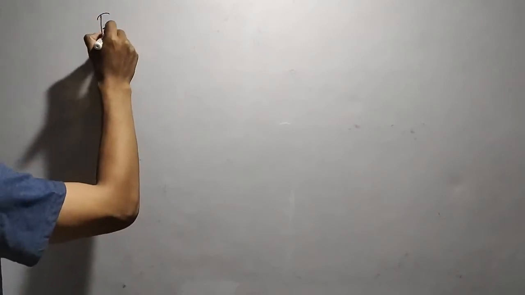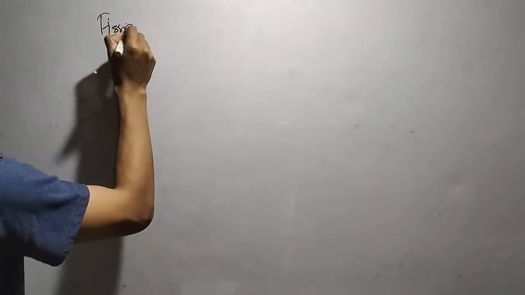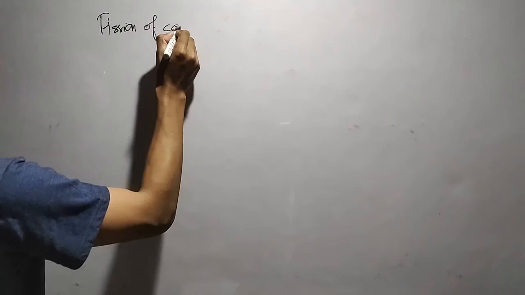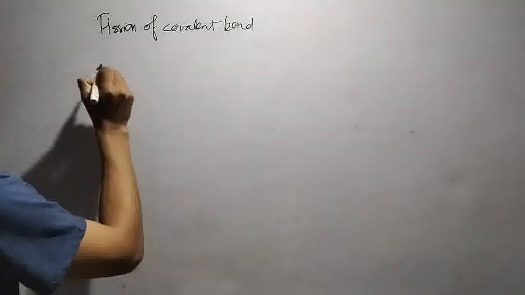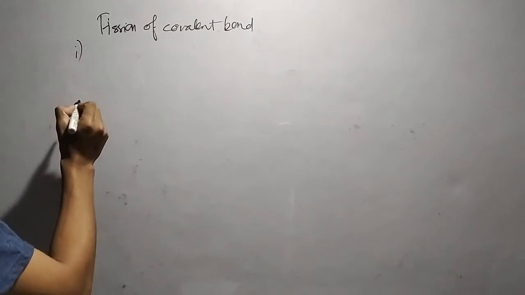In this video, I shall be discussing the fission of covalent bond and some types of organic reactions. Okay, so the first one is fission of covalent bond. Under this fission of covalent bond, there are two types.